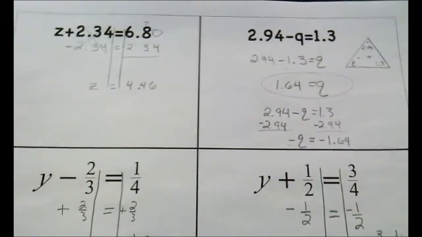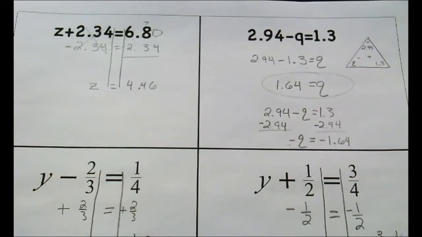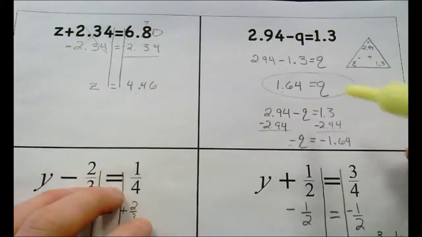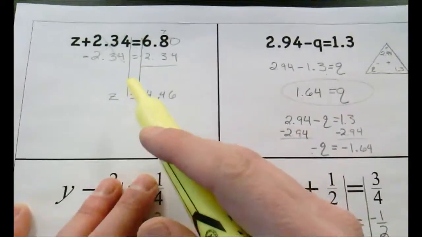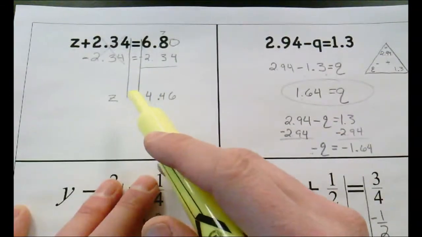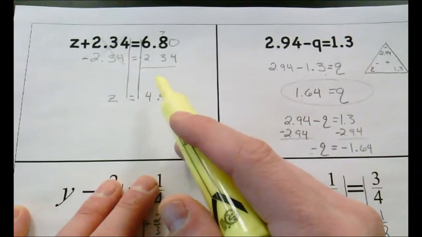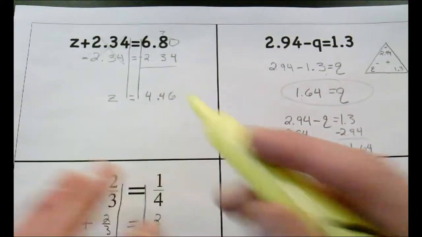For today's video, we're going to talk about solving for variables and maintaining equality. So I have a few of these problems already solved. I'm going to walk through what exactly happened and what we did. Starting with the top one, z plus 2.34, 2 and 34 hundredths, is equal to 6.8, or 6 and 8 tenths.